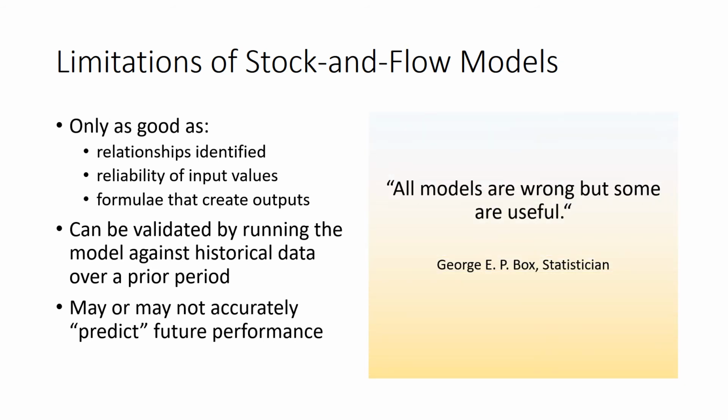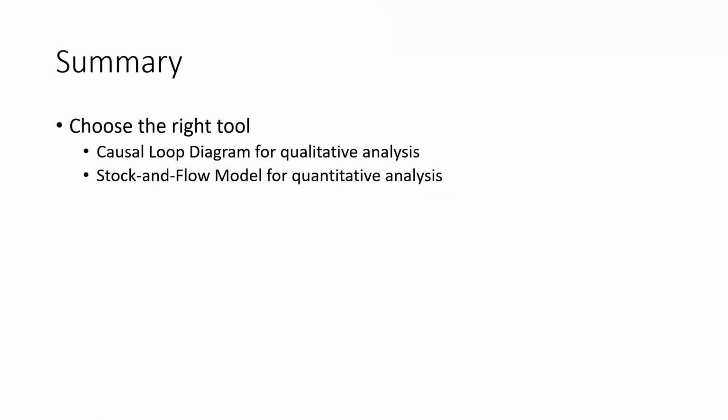In fact, a well-known quote by the statistician George Box is that all models are wrong, but some are useful. These are really tools to help improve the thinking and the critical analysis of the problem or the opportunity at hand. So in summary, it's important to choose the right tool. Causal loop diagrams are for qualitative analysis, and stock and flow models are for quantitative analysis.